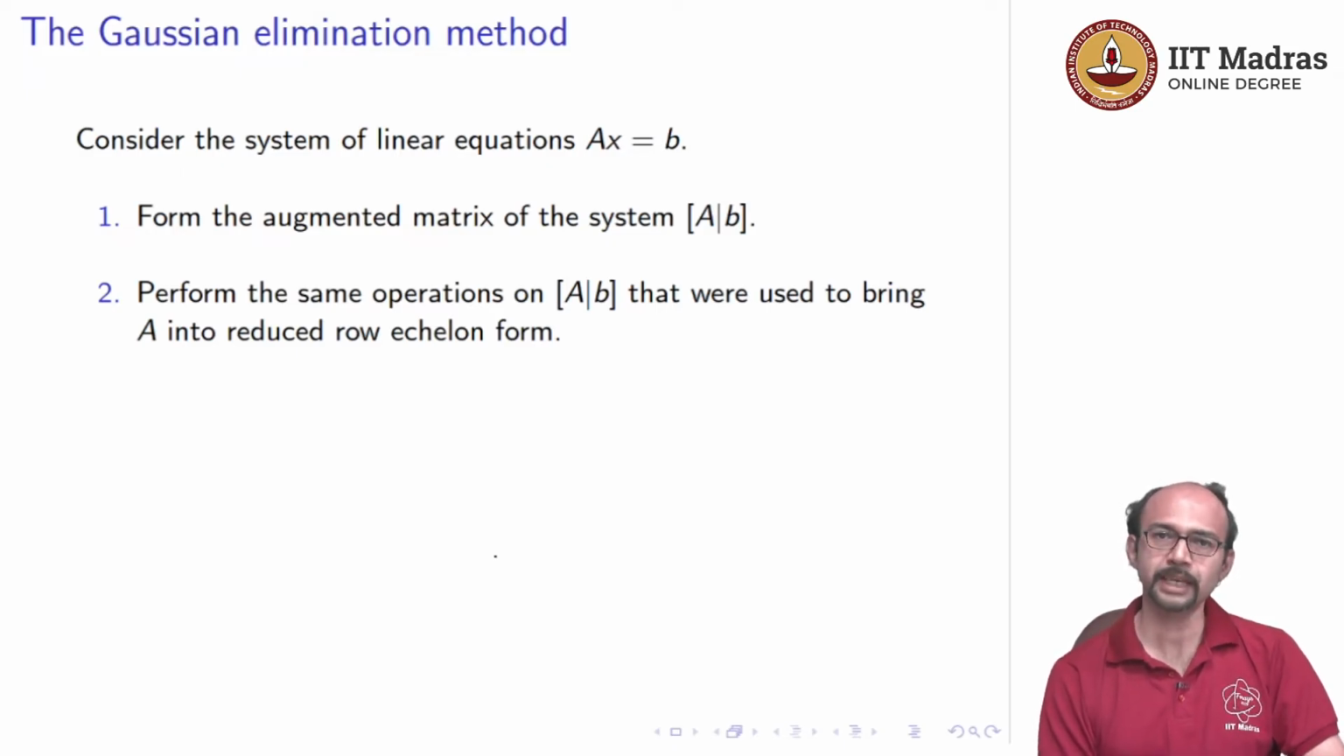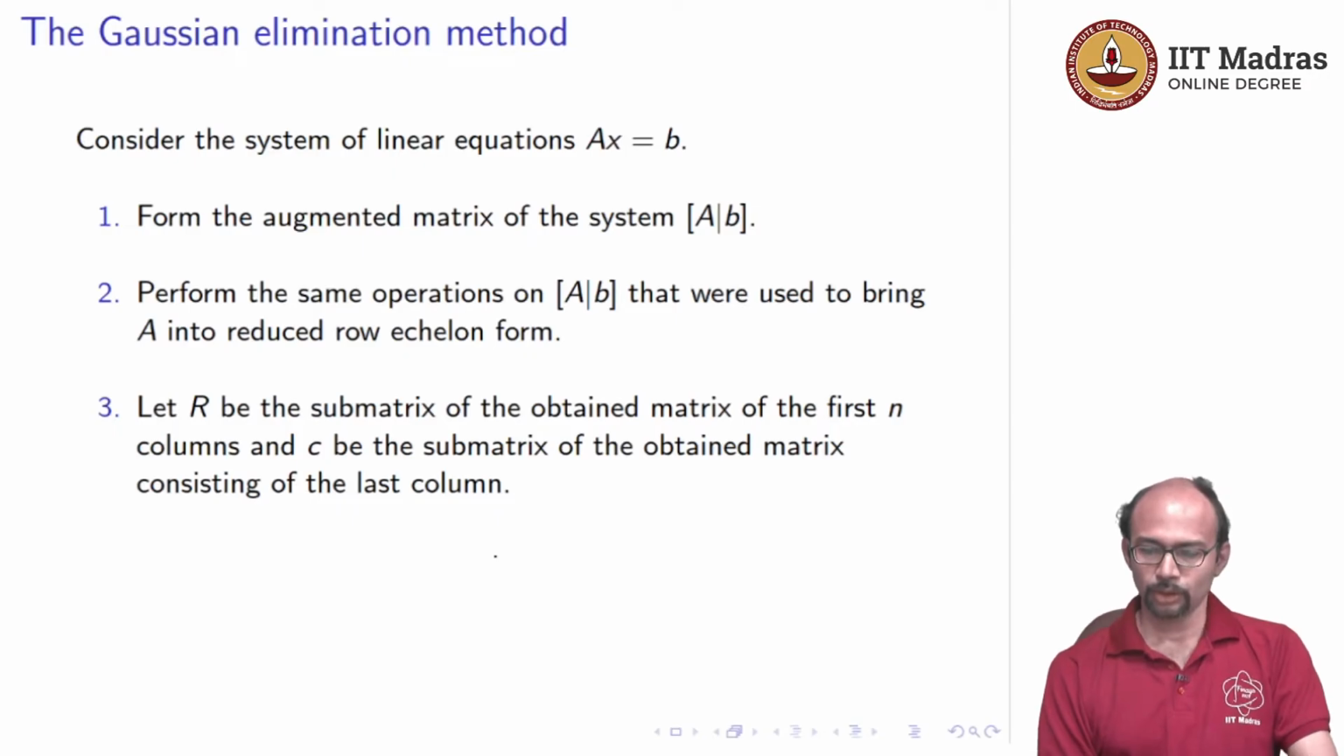So you use the same operations on this new matrix that you used on A in order to put A into reduced row echelon form. Note that this new matrix need not be in reduced row echelon form. And indeed that is the point. If it is not in reduced row echelon form at the end, then something special is going to happen, and if it is in reduced row echelon form at the end, then something else is going to happen.